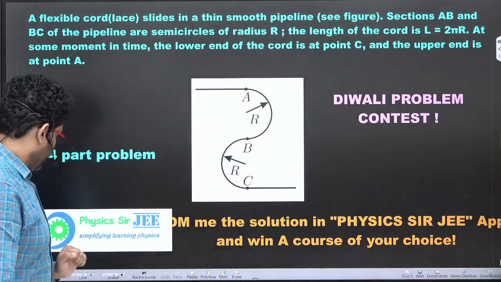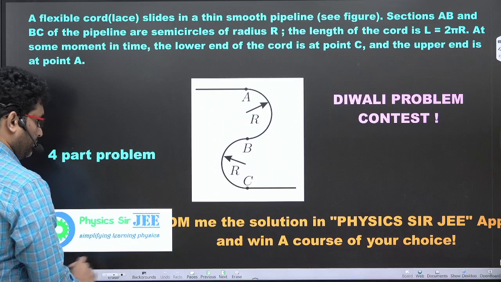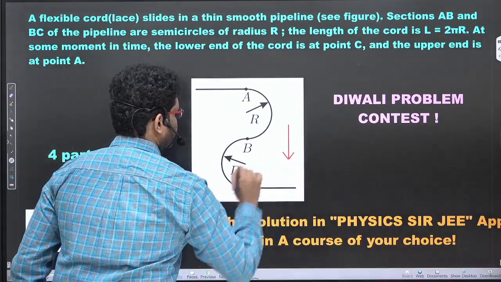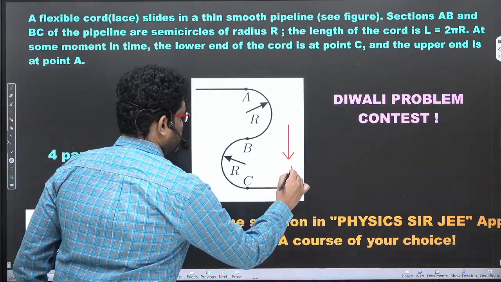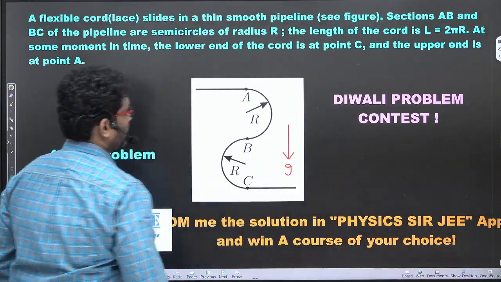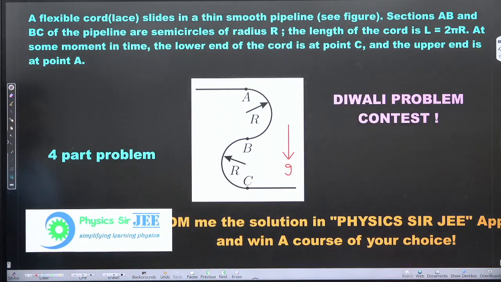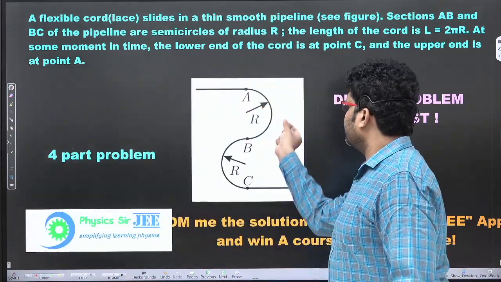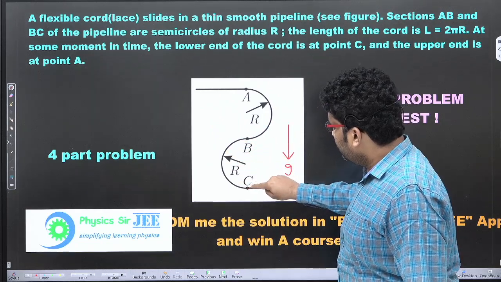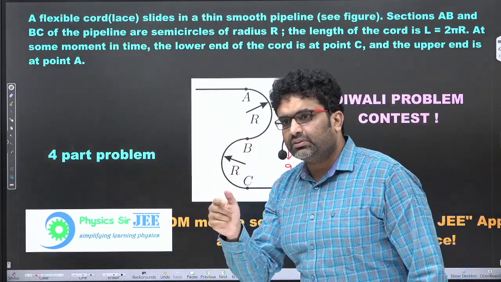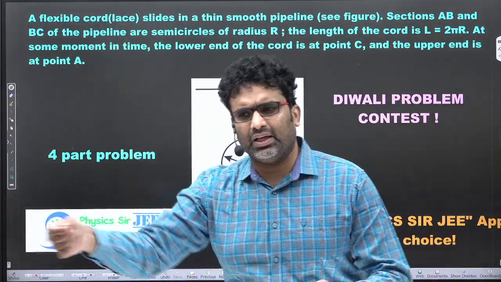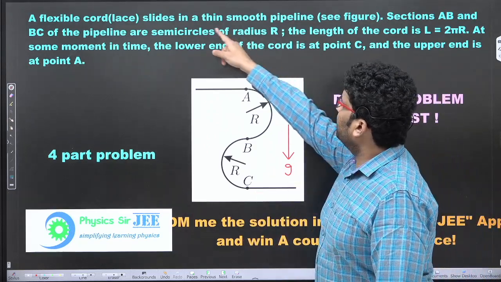Acceleration due to gravity is in the downward direction. So imagine this is the direction of gravity. And this is a vertical cross section of a pipe. Inside this pipe there is a flexible cord which is in the form of two semicircles, like an S shape. A flexible cord or a shoelace, you can consider it as a cord, thread, or lace. It's a uniform cord. It's placed in a smooth pipeline.